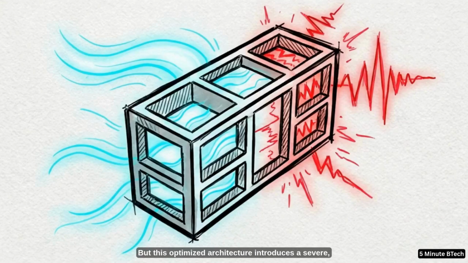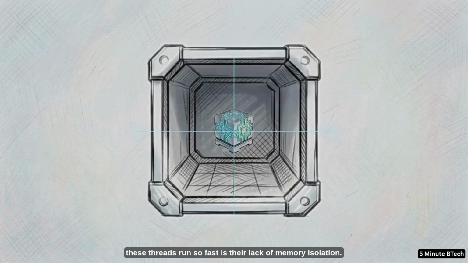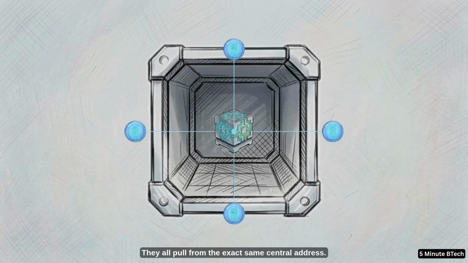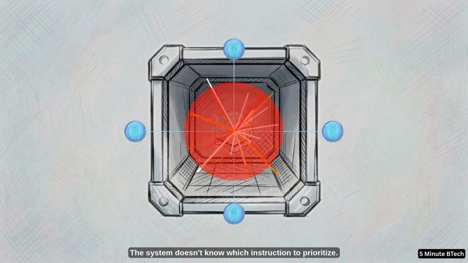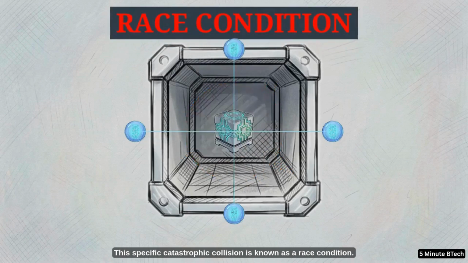But this optimized architecture introduces a severe, unavoidable trade-off. The foundational reason these threads run so fast is their lack of memory isolation. They all pull from the exact same central address. If two parallel threads attempt to write new data to the exact same shared memory address at the exact same millisecond, the logic collapses. The system doesn't know which instruction to prioritize. This specific catastrophic collision is known as a race condition.